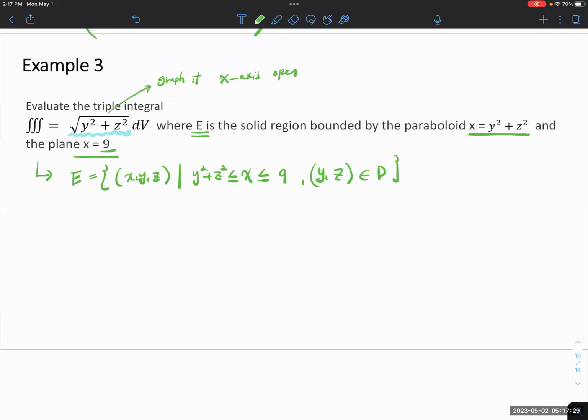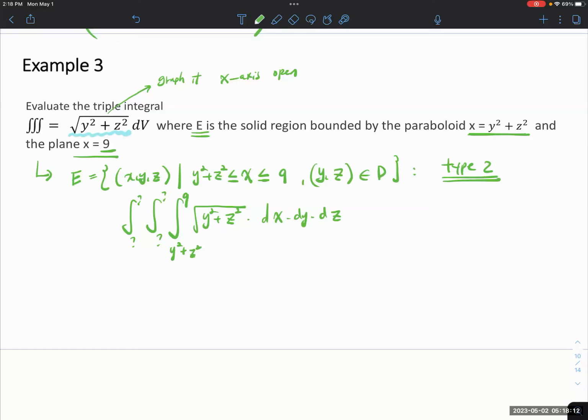So first, if we have only this information, the triple integral has the function radical of y squared plus z squared, and you're going to take dx first, correct? This is a type 2 because we have an interval for only x. So x goes from y squared plus z squared to 9, and I don't know the dy, dz intervals yet. So we have to think about it.